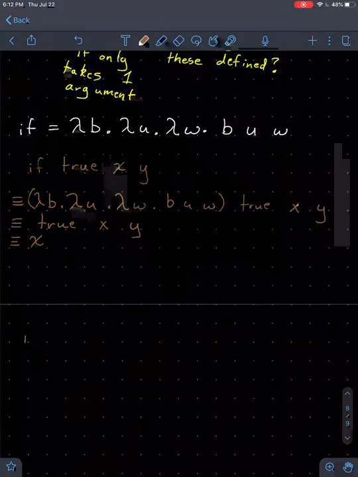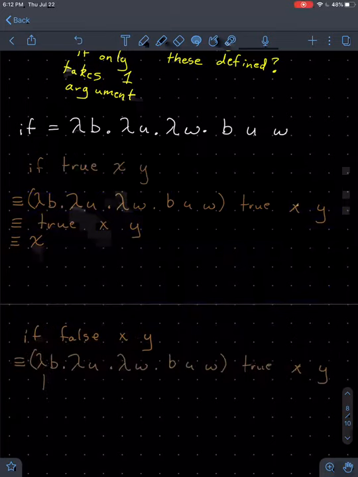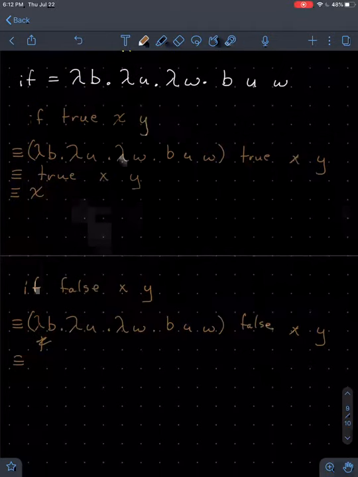Now we could do the same for false. So if false x, y, we get most of the same front matter. We get the same first reduction, except because that's just a substitution. So we have false here. And then in the next step, we sub in everything and get false x, y, which selects the second argument, which is y. So we get the correct expected behavior.